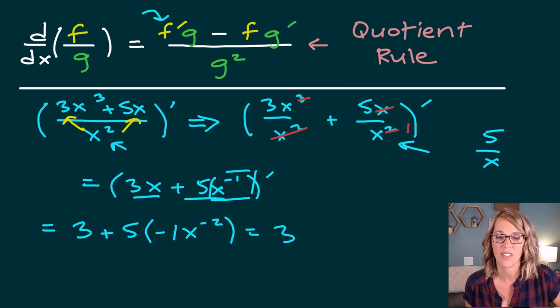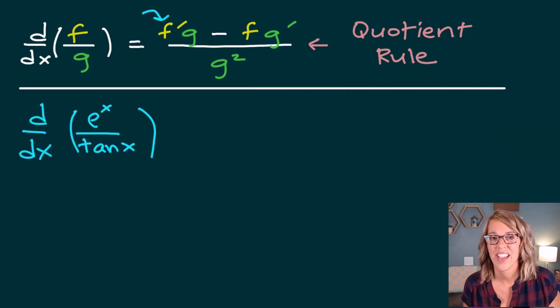So what do we have? We've got 3 minus 5, x to the negative 2, which you could also write as 3 minus 5 over x squared.